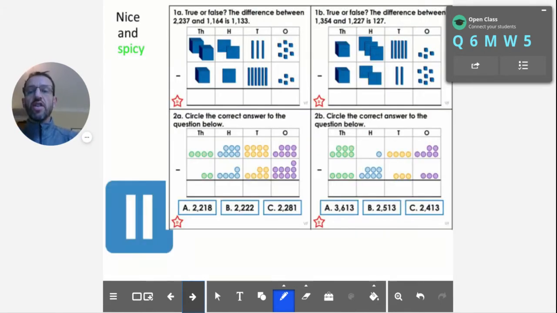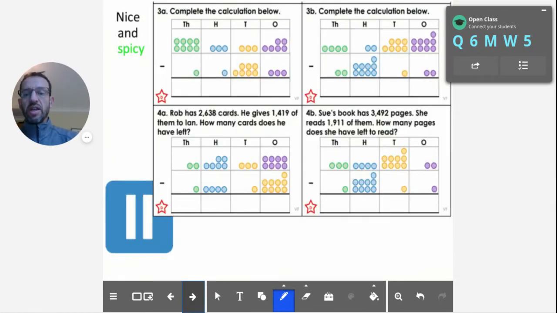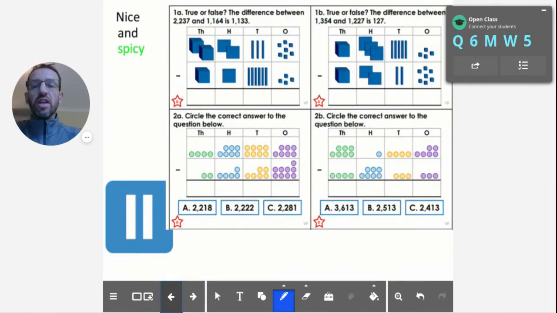Okay, let's have a look at your first set of questions. Nice and spicy. There's two here, that page and that page. So pause the video. Remember, when you're writing your questions out, write the question and the answer. So true or false, we're looking for the difference here. So true and false one, you've got to prove it. Remember, these cubes are our thousands up here. So you've got 2000s there, 200s, 30 and 7.